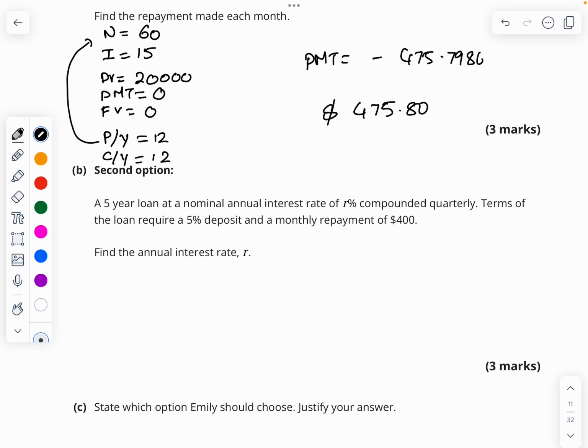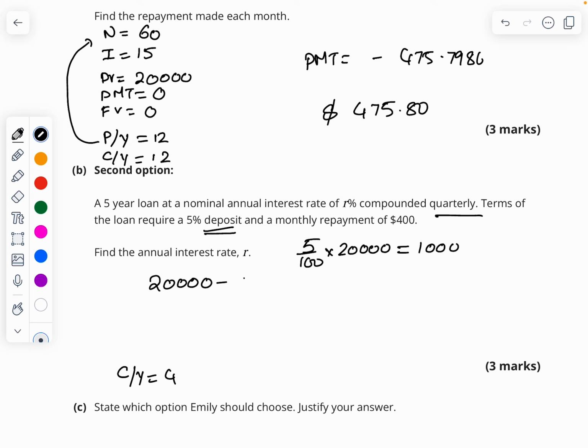A 5-year loan at an annual interest rate of R%, compounded quarterly. So compounded quarterly means C/Y should equal 4. For the term of the loan, 5% should be deposited. So 5% of 20,000. How much is 5% of 20,000? 1,000. So how much loan will she be taking? 20,000 minus 1,000, which is 19,000. So my PV is going to be 19,000.